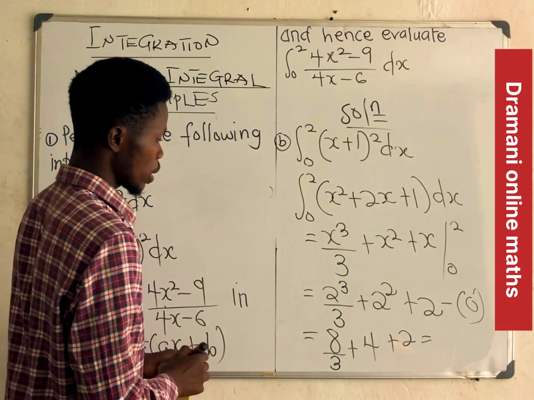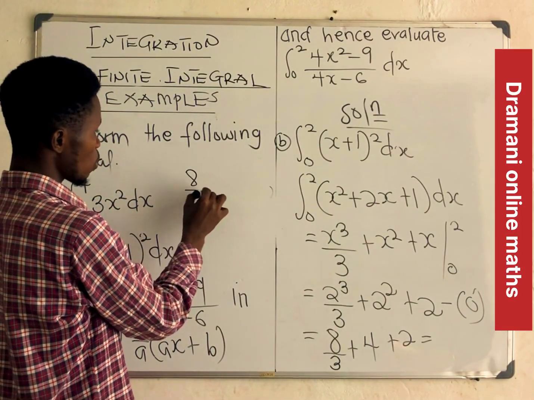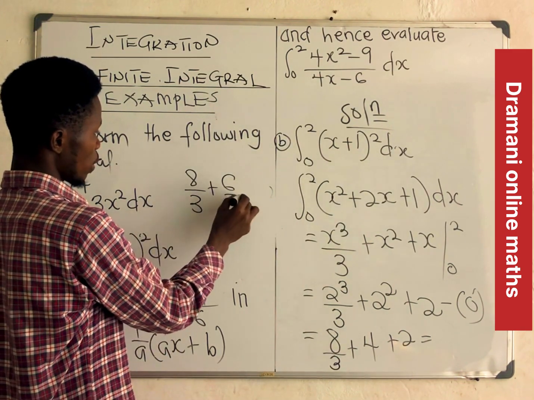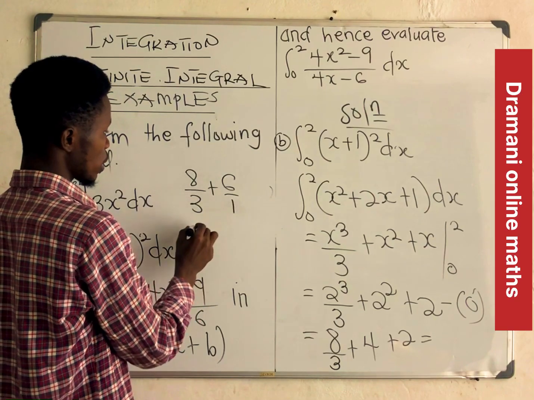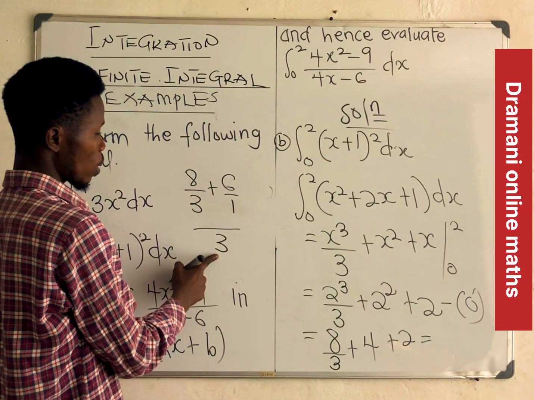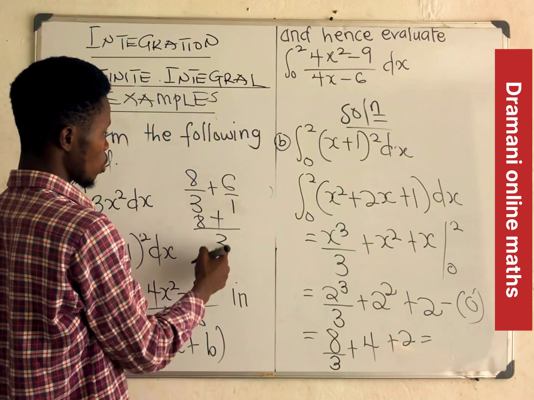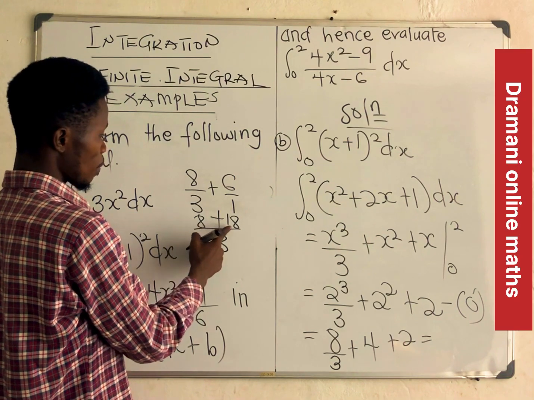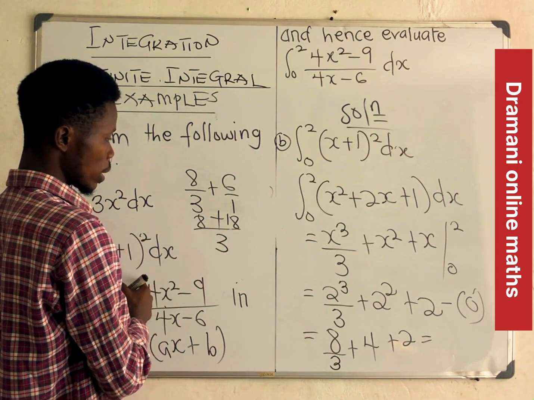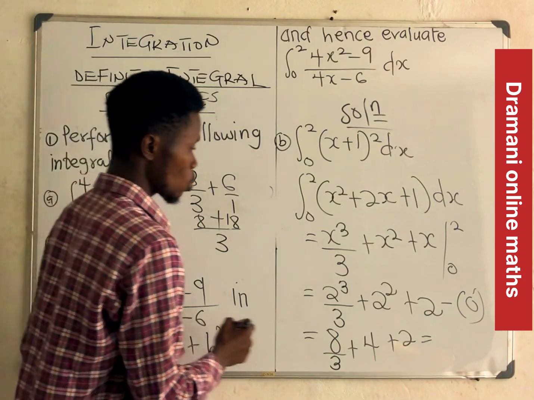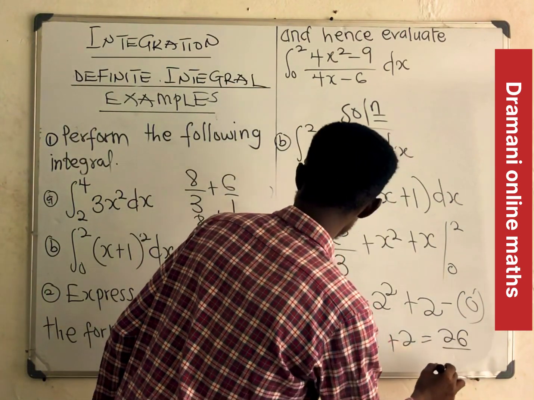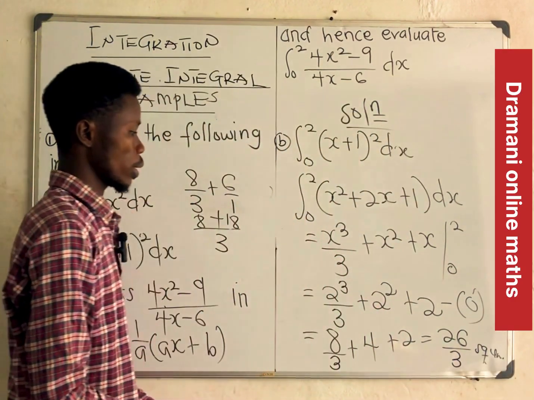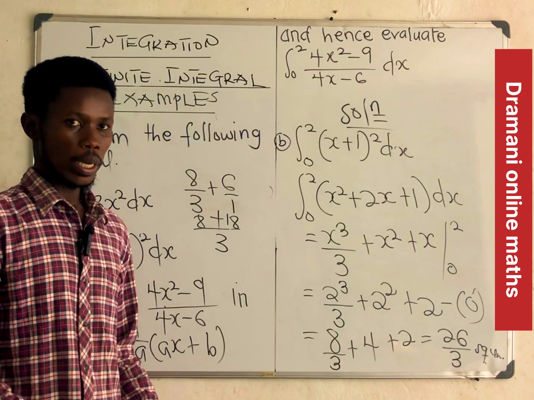So let's do the computation here. 4 plus 2 is 6. So I have 8 over 3 plus 6. So we find the LCM, which is 3, okay? 3 can go into 3, 1. 1 times 8 is 8. 1 going into 3, 3, 3 times 6 is 18. So 8 plus 18 is 26, right? So we have 26 over 3 square units. Is that okay? So that is the answer to the second question.